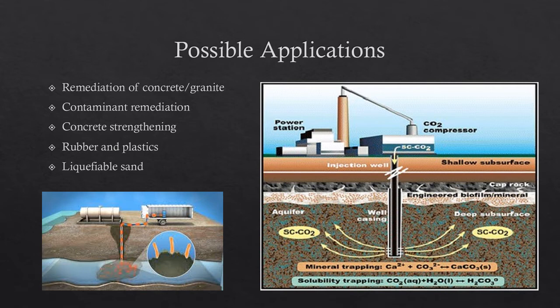MICP is being tested as a remediation technique for materials like concrete and granite that have a high potential for cracking. MICP has the possibility to remediate radionuclide and heavy metal contamination. MICP has shown the ability to extend the service life of concrete. MICP has the potential to assist in the rubber and plastics industry, acting as a filler for the material. And MICP has been tested as a solution to liquefiable sand, as the shear strength, compressive strength, and other properties can be improved with precipitated carbonates.